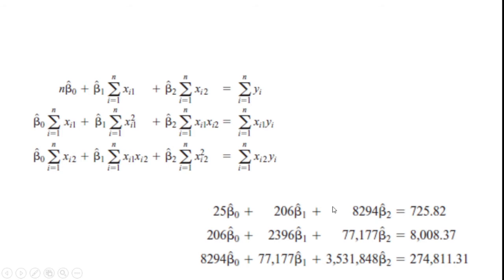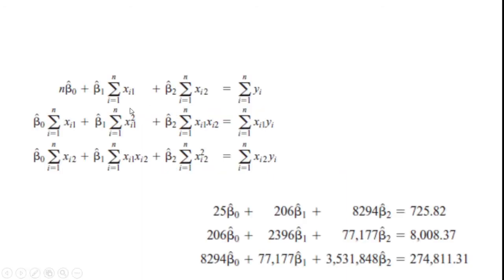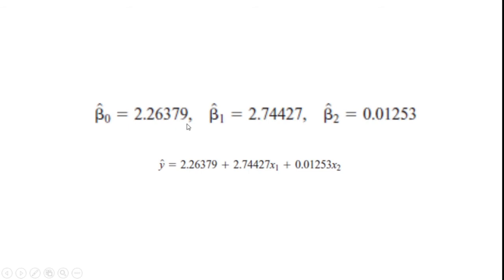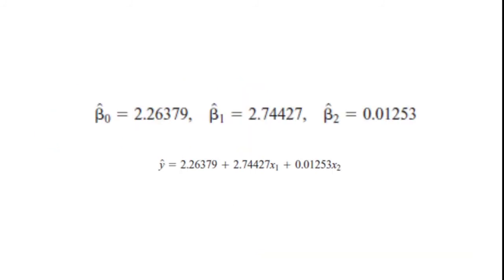Why do I get these equations? I want to find the beta coefficient values. For finding the coefficient values only, I make these a subgroup of equations. From this, I can get beta naught, beta 1, beta 2. How do I get this? I conduct algebraic calculation with these three least square equations, and I get the beta naught, beta 1 and beta 2 values.